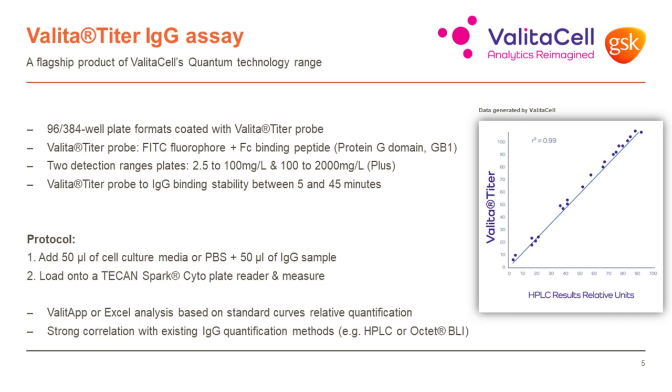So you may ask, what is Titer? Well, Titer is a 96 or 384 high throughput antibody quantification assay, and it's based off a FITC probe conjugated to protein G. It exists in two concentration ranges, including 2.5 mg per liter to 100 mg per liter and 100 mg per liter to 1,500 mg per liter.